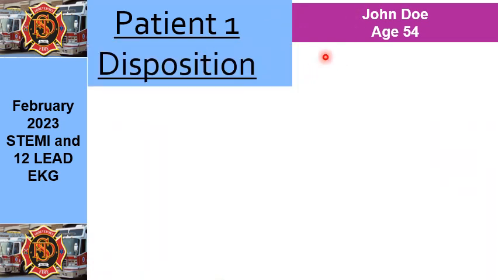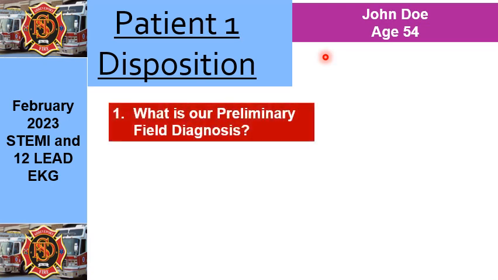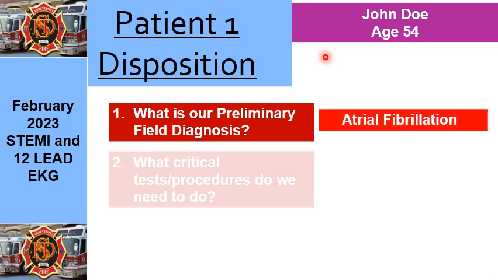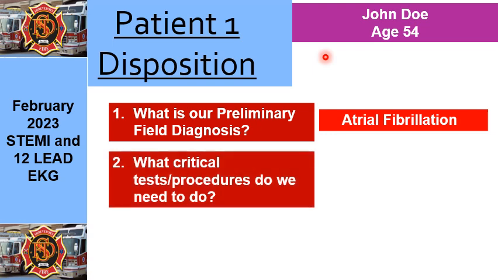All right, so what is the disposition of this patient? What's our preliminary field diagnosis? We've talked about it multiple times. It's atrial fibrillation with RVR. How do you treat this? What do you need to do? What are the critical tests and procedures that we need to consider?